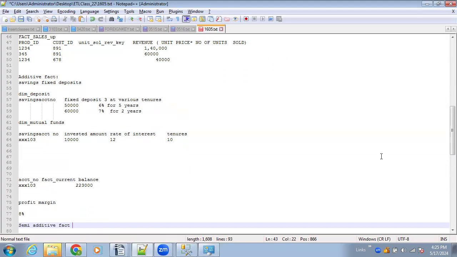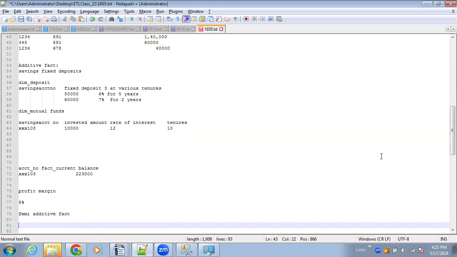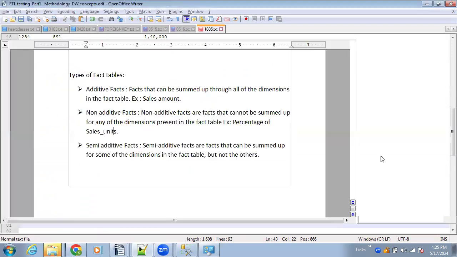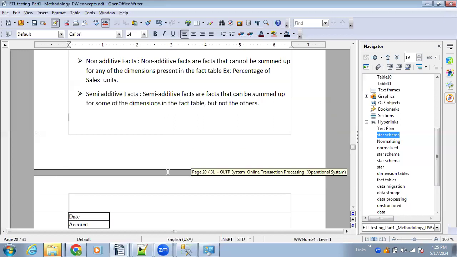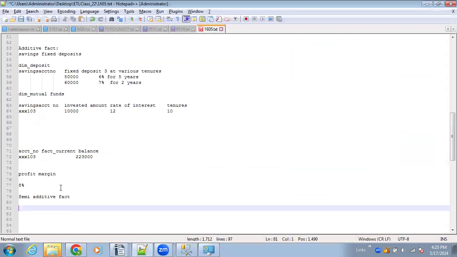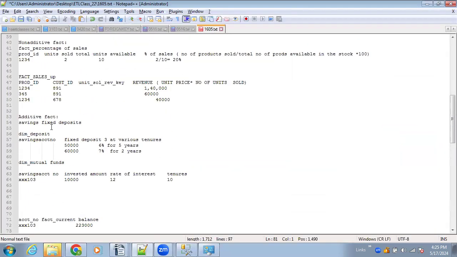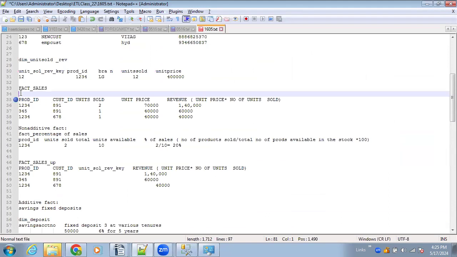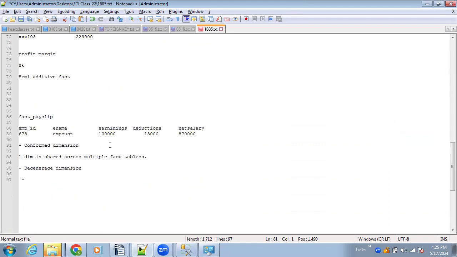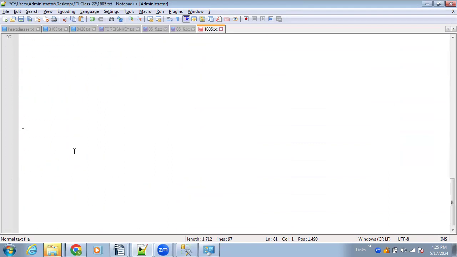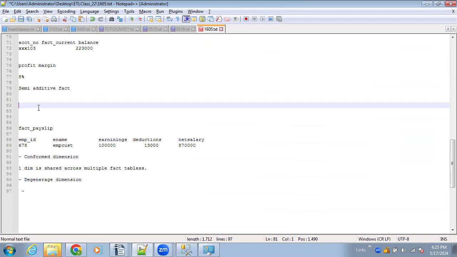Only a few of the dimensions are involved when we are summing up, not all. So the best example is units sold itself, revenue and units sold and all that stuff. So semi-additive facts are the facts that can be summed up for some of the dimensions in the fact table, but not the others. In the fact table, the reference keys are there, right? What are all the keys? I mean, what are all the dimensions that it actually contains? So if you see, you can take this as an example. These are the dimensions.